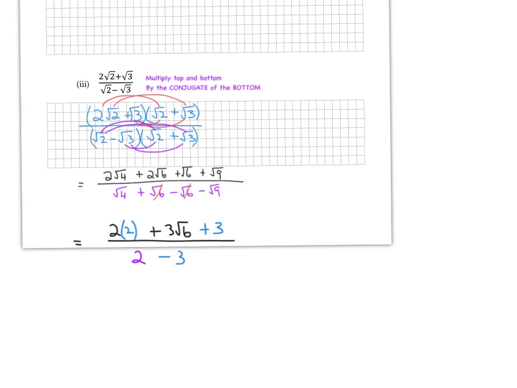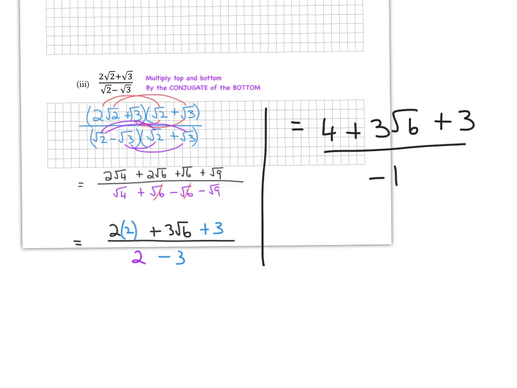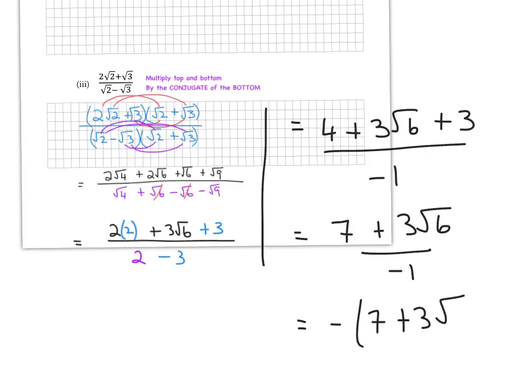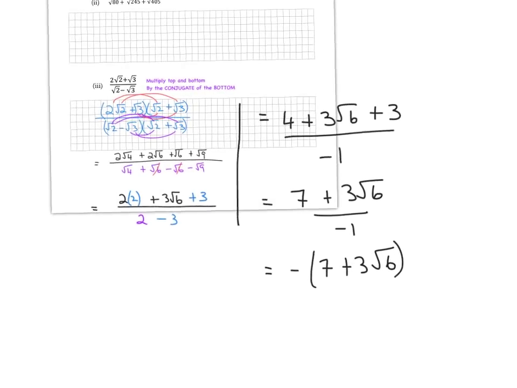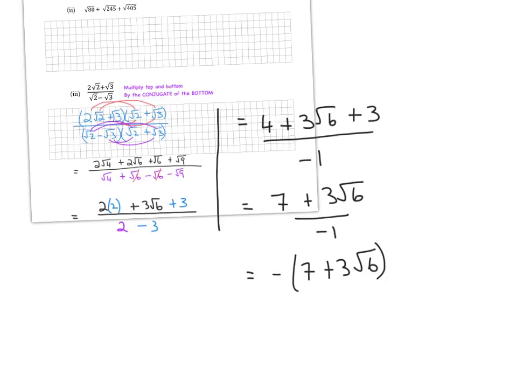We just have equals, go over here, equals, so 2 by 2 is 4, plus 3 root 6, plus 3, all over 2 minus 3 is minus 1. So that's 4 plus 3, just tidying it up, 7 plus 3 root 6 divided by minus 1, which either gives me minus 7 plus 3 root 6, or I can write it as minus 7 minus 3 root 6. Either or is a perfect answer.